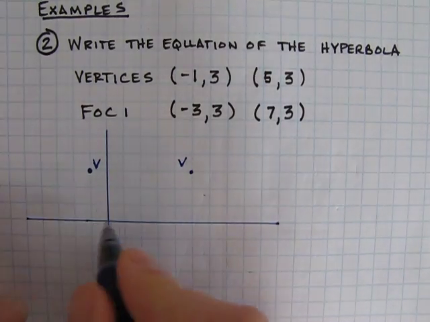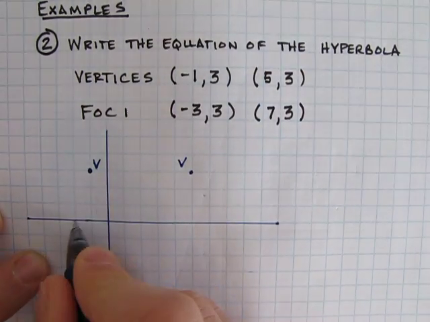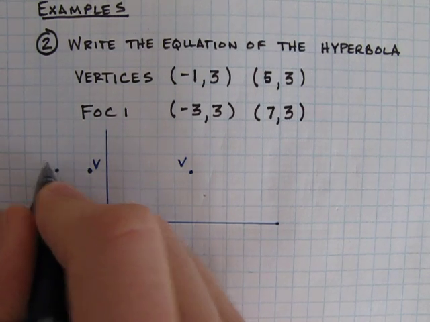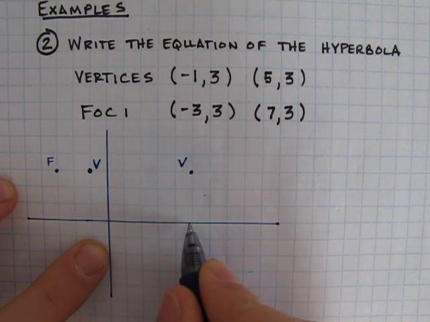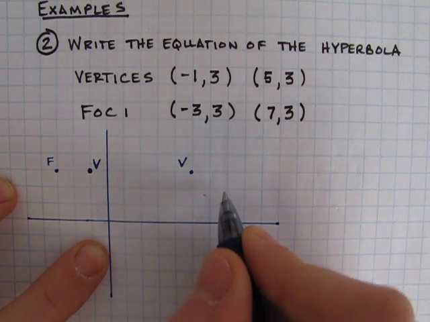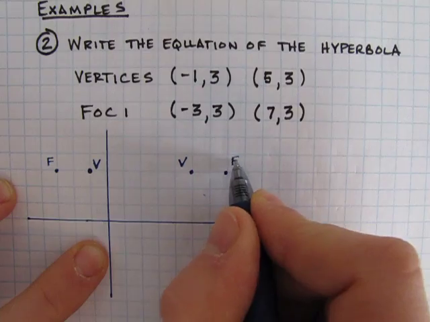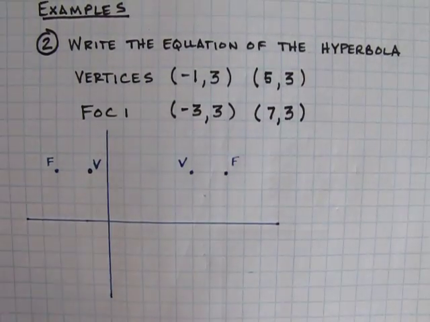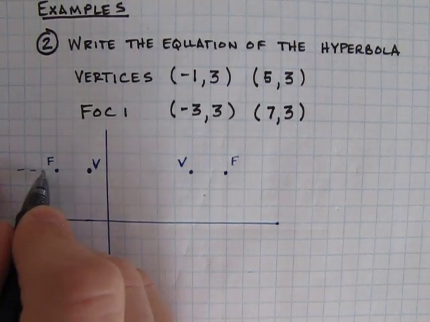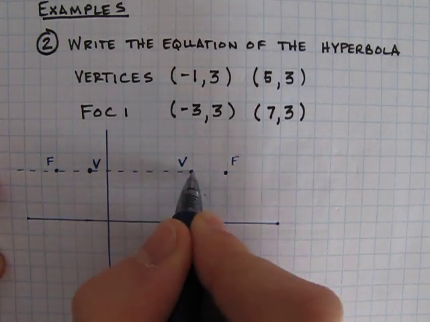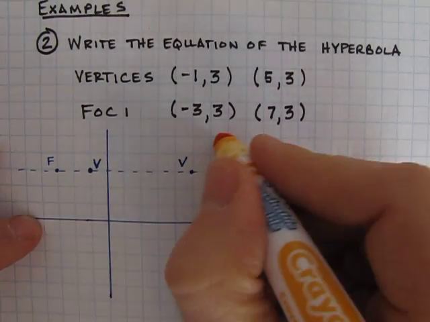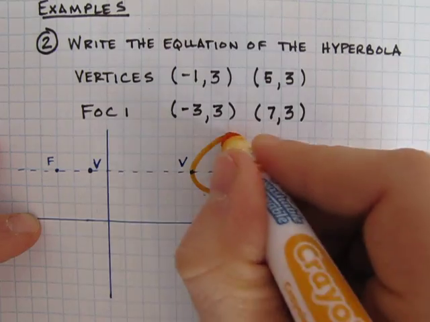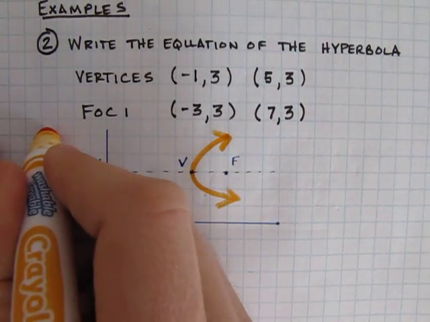And then our foci are at -3, 3 and 7, 3. Okay, so this has done a couple of things for us. First, it tells us that this horizontal axis is going to be the axis on which our hyperbola is centered. So it's going to look something like this.